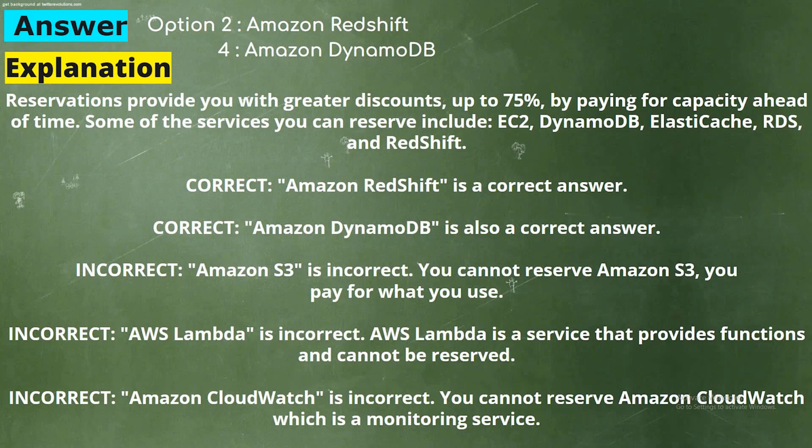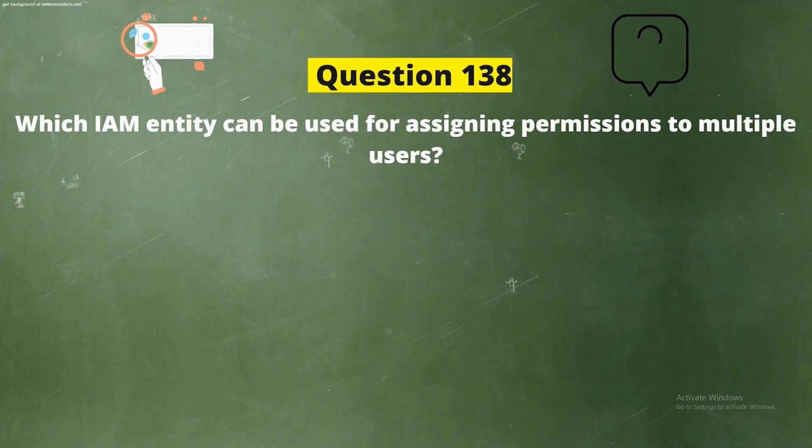Incorrect, Amazon S3 is incorrect. You cannot reserve Amazon S3, you pay for what you use. Incorrect, AWS Lambda is incorrect. AWS Lambda is a service that provides functions and cannot be reserved. Incorrect, Amazon CloudWatch is incorrect. You cannot reserve Amazon CloudWatch, which is a monitoring service. Next question.